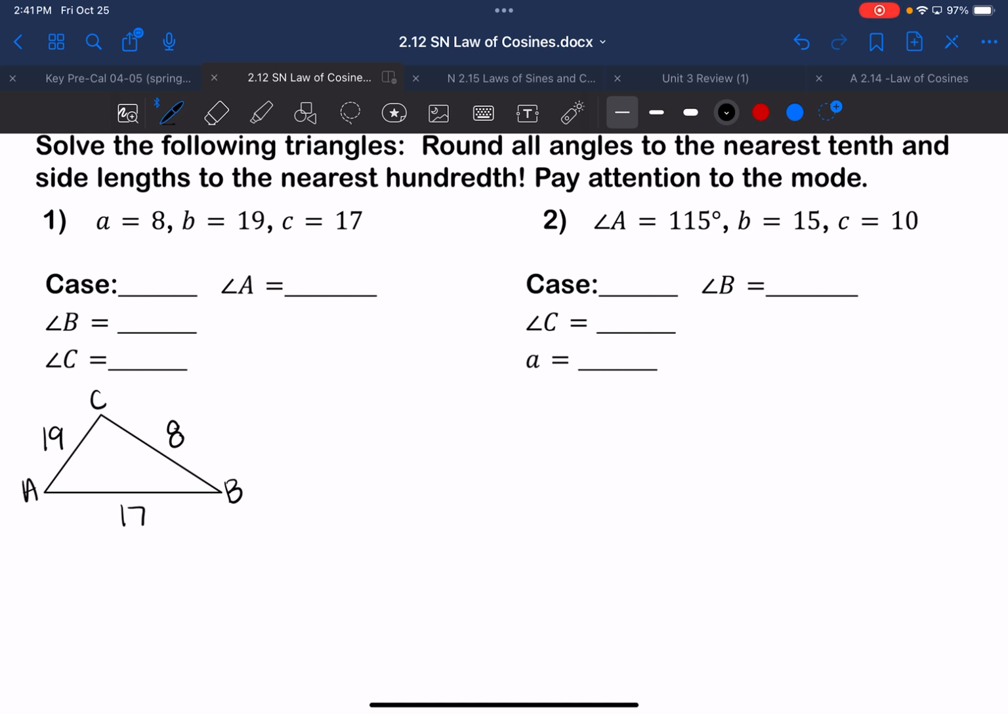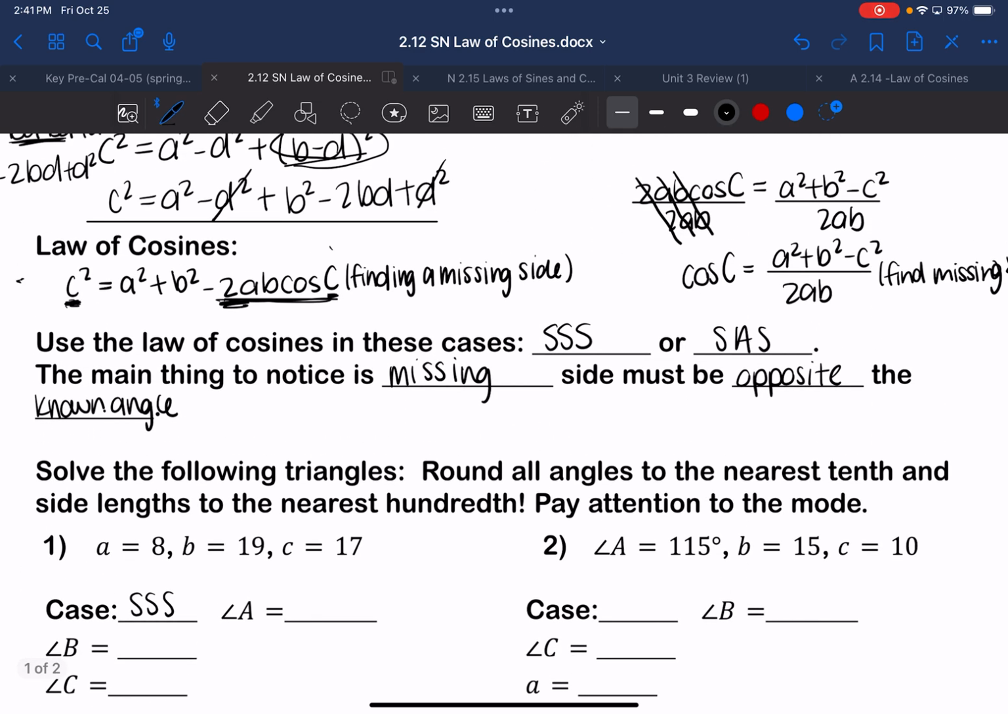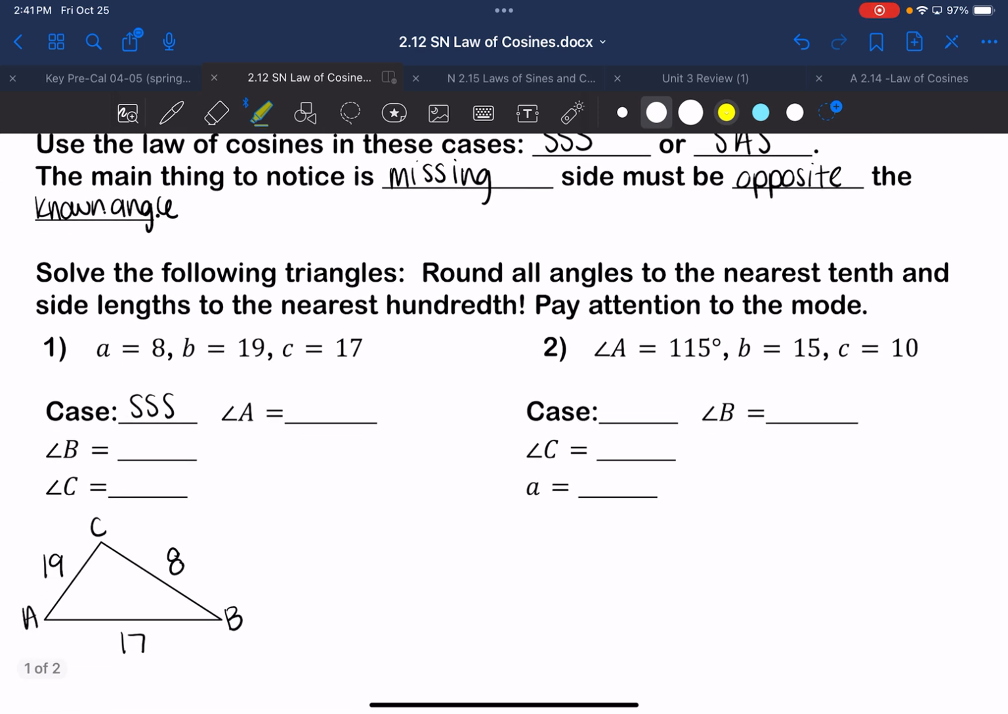So what case do we have here? Side, side, side. So this is why we wouldn't be able to use law of sines, right? Because I don't have an angle to set up in a ratio. So we got to use law of cosines. Okay. I know all the sides, so obviously we're not looking for a missing side. We're looking for a missing angle, right? So if you look back up here and you're trying to decide what formula, that would be this one over here, right? Because that's the one that helps us find a missing angle.